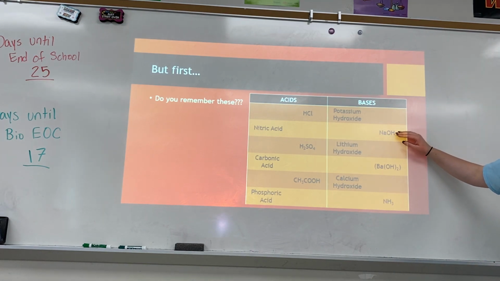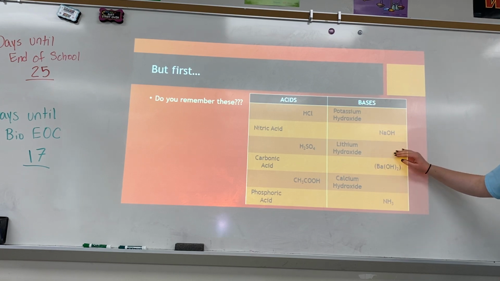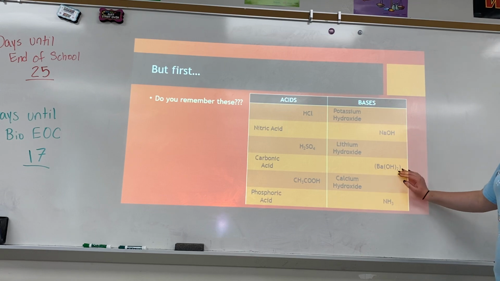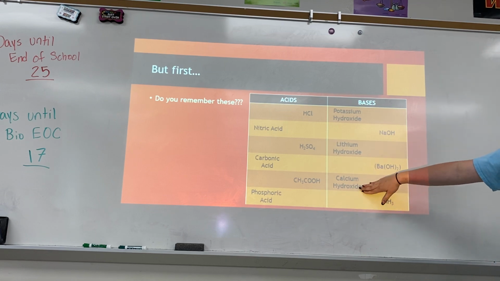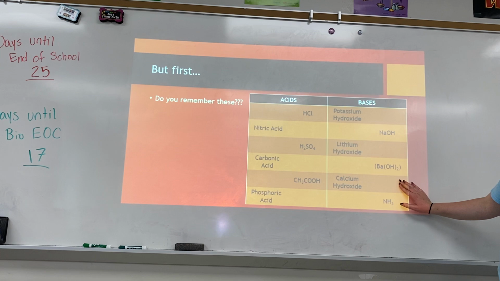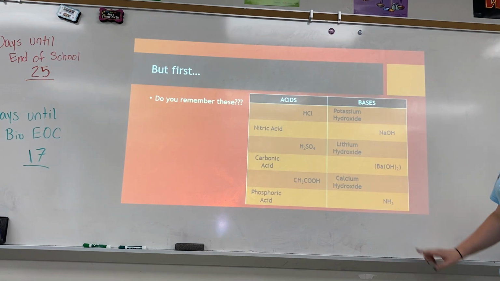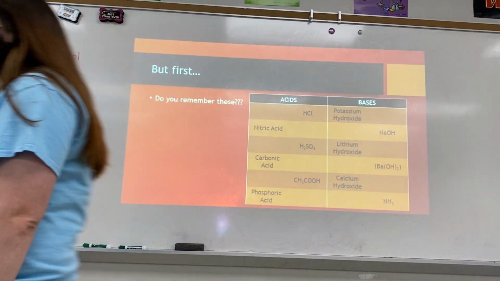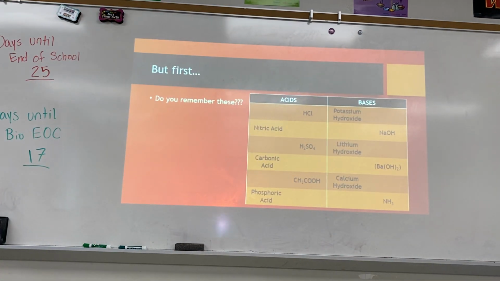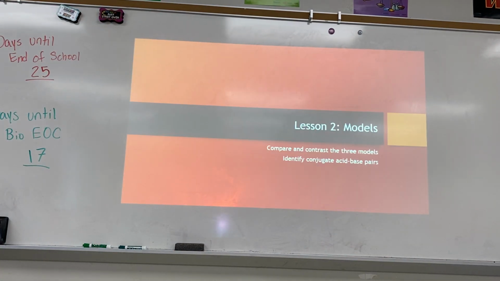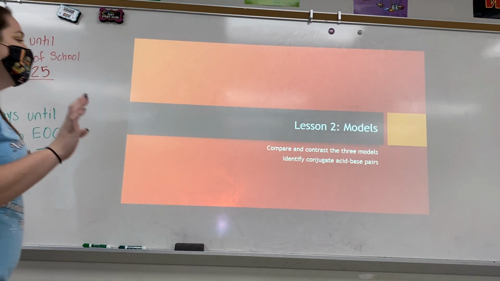How do you write potassium hydroxide? KOH. What's NaOH? Sodium hydroxide. How do you write lithium hydroxide? LiOH. What's Ba(OH)2? Barium hydroxide. How do you write calcium hydroxide? Ca, parentheses, OH, parentheses, 2. And what is NH3? Ammonia. Very good.